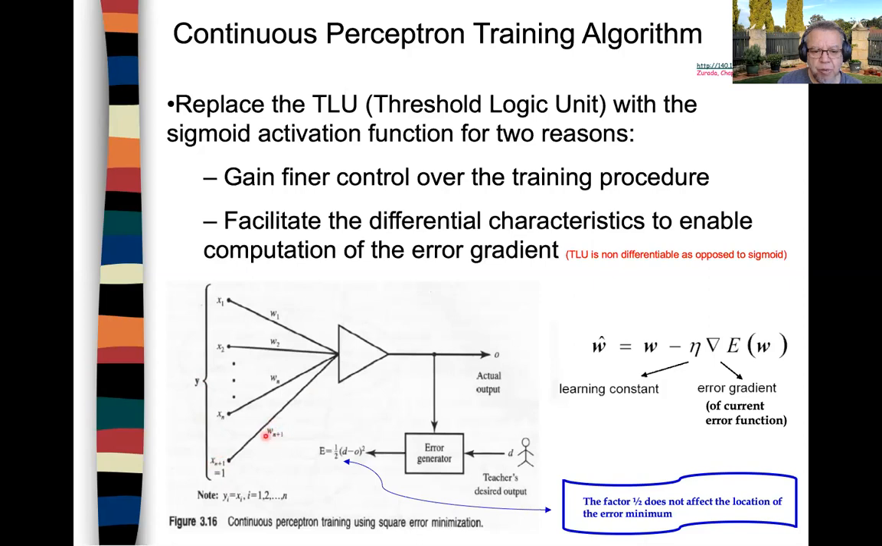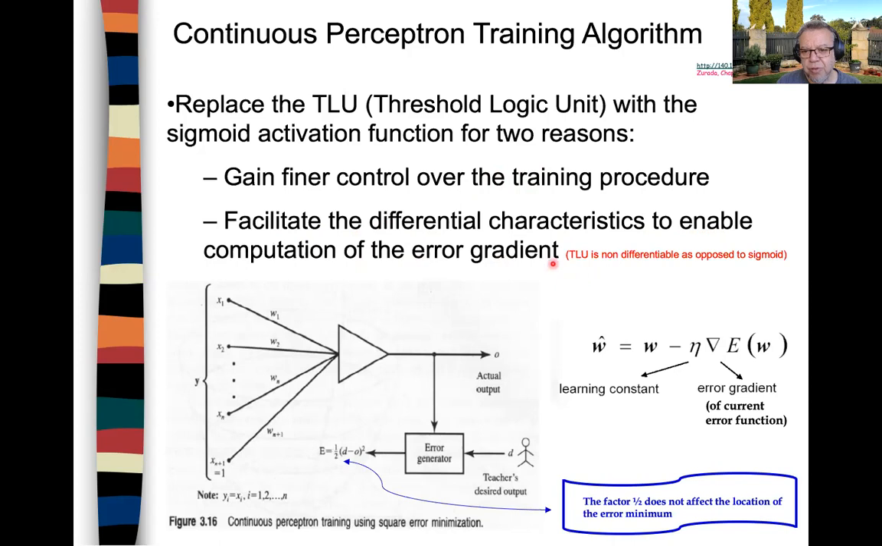setting the threshold here, wn plus 1, so that we have at the input xn plus 1 equal to 1. So instead of having a threshold, the summation, w1 x1 plus w2 x2, the activation is fed to a sigmoid activation function, and that's for two reasons. The first one is we're going to gain finer control over the training procedure, as we're going to see later in our training rules. And then we're going to facilitate the differential characteristics to enable computation of the error gradient.